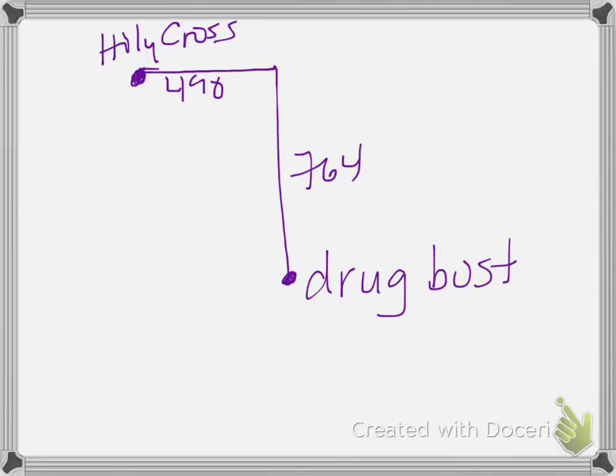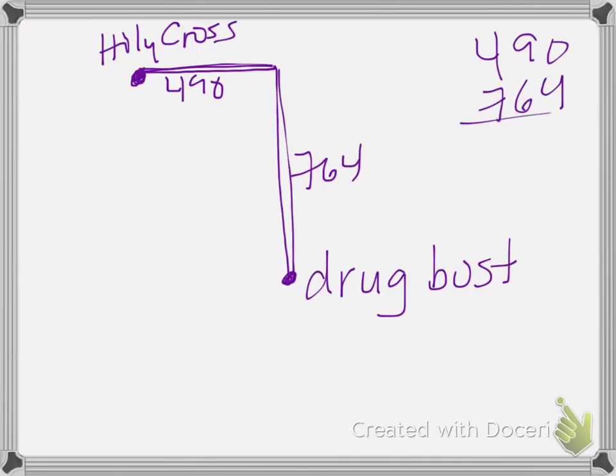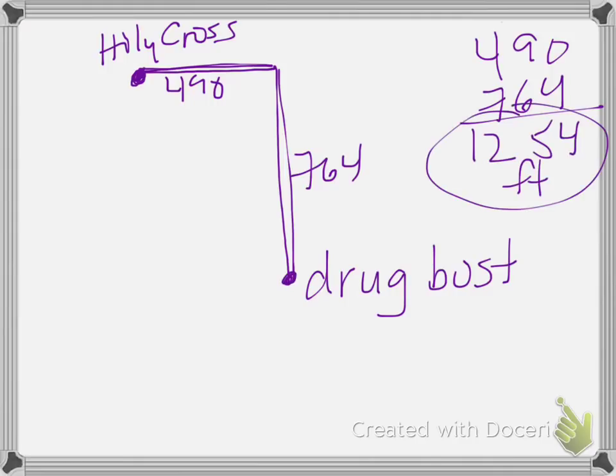So if you go this way, that was 490, and then down this way, which is 764, you get 1,254 feet. And so the defense was trying to say the drug dealer shouldn't have the penalties because he was over 1,000 feet away from the school. But this is where the prosecutor was happy, probably, that she paid attention in math class, because she said, no, that's not how you measure distance. You measure distance from point to point.